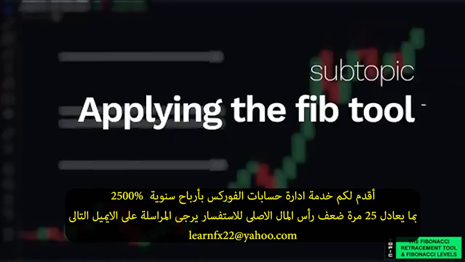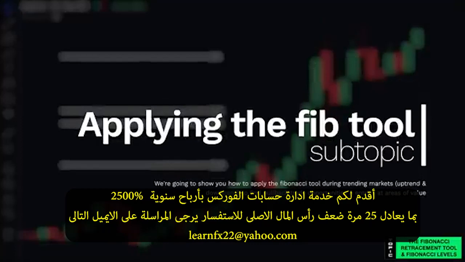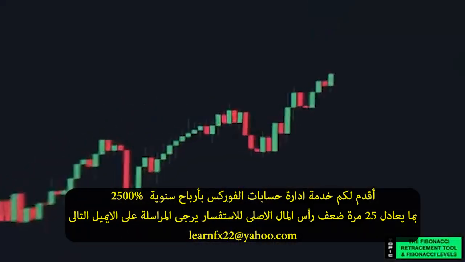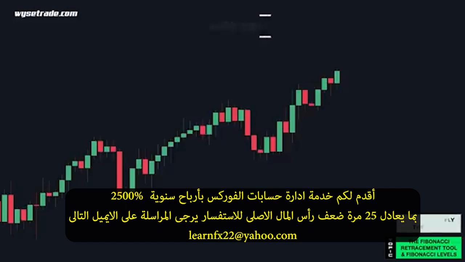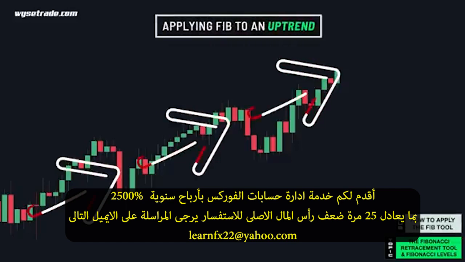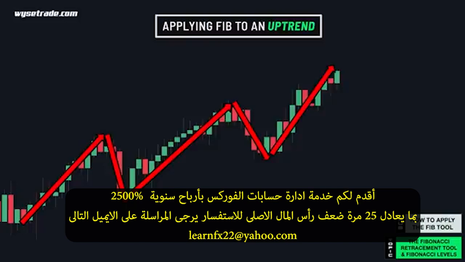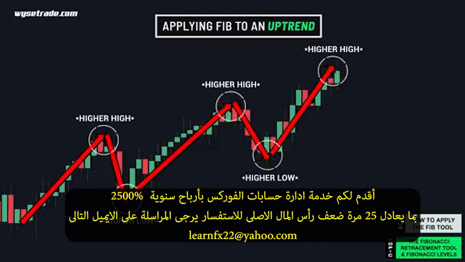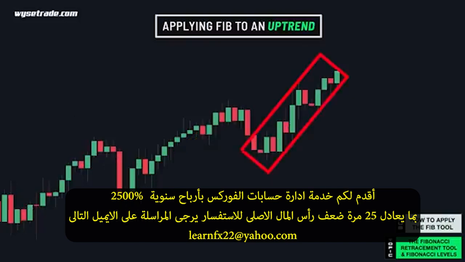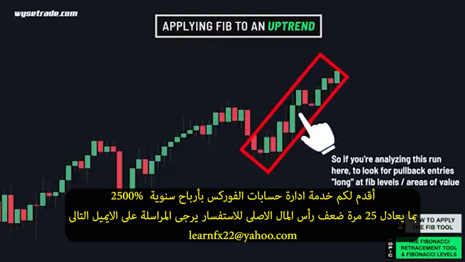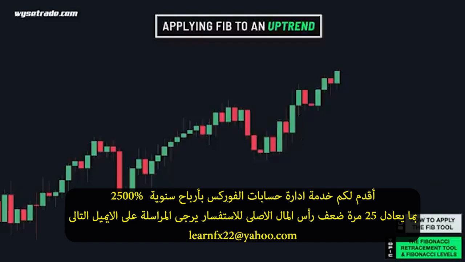So let's go through how to apply the Fibonacci tool right on the charts. Let's say you're analyzing this current moving uptrend. You have your run, pullback, run, pullback, run. As you already know, an uptrend makes higher highs and higher lows. So if you are analyzing this run here and want to apply the Fib tool to find areas of value to enter trades long at, here's how it works.